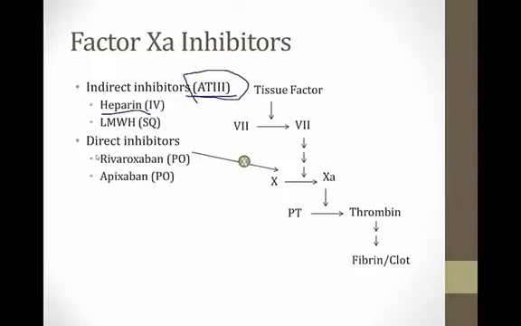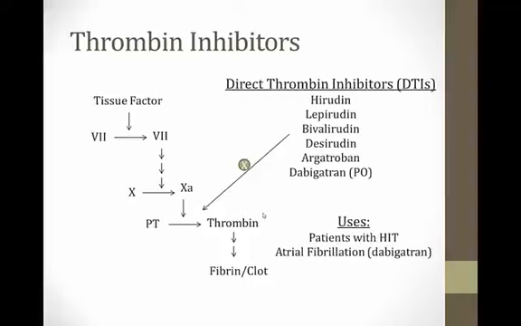Rivaroxaban and apixaban are direct inhibitors of factor Xa, so they work without need for antithrombin 3. And about the only important side effect of these two drugs you need to know is bleeding. There are also drugs that directly inhibit the activity of thrombin, and these are called direct thrombin inhibitors. They are named things like hirudin, lepirudin, bivalirudin, and desirudin. They all end in -irudin. Also argatroban and dabigatran. And it used to be that these drugs were only used in patients who had HIT, but now that we have an oral direct thrombin inhibitor, dabigatran, this is sometimes used in AFib, and I'll talk about that in a minute.